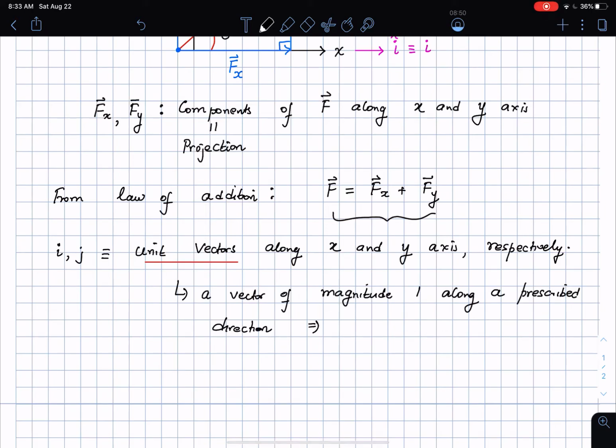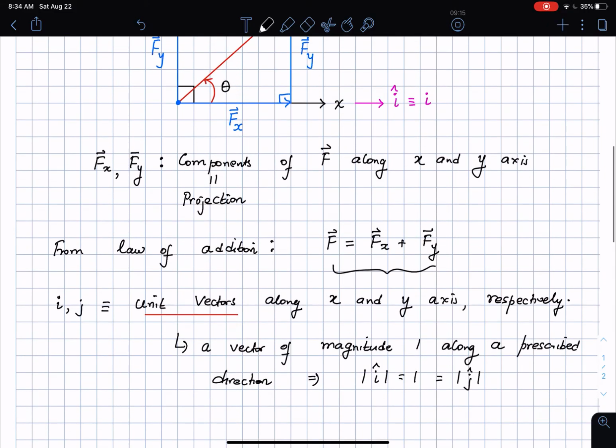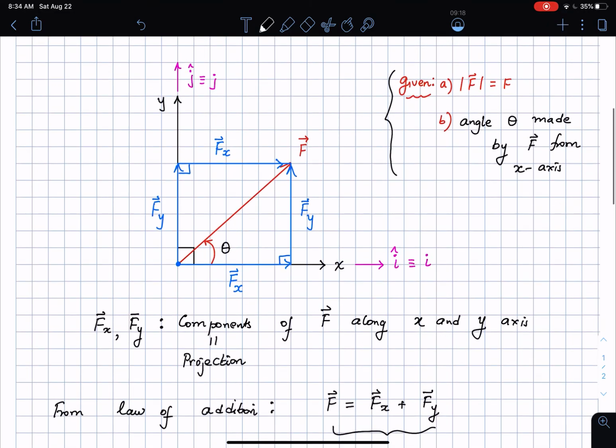Which implies that the magnitude of vector i is going to be 1, and likewise the magnitude of this unit vector is going to be equal to 1. This is why the name unit comes into play: it has unity, a magnitude of 1, and it's along the prescribed direction. This is the picture I have in mind, and I'm going to copy it down to the next page.